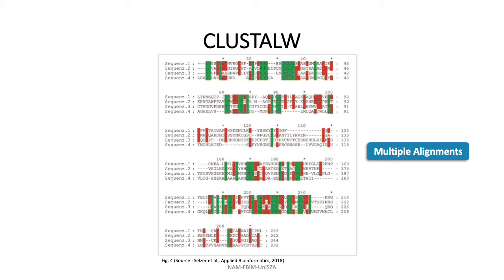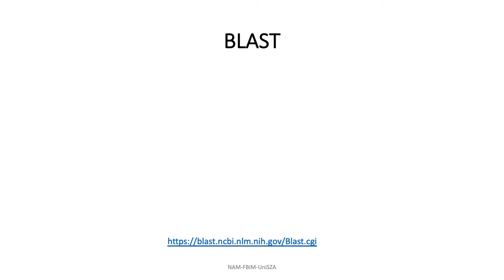This figure shows a multiple sequence alignment of 4 related proteins. Amino acids conserved in all 4 sequences are highlighted in green. Those conserved only in 3 or 4 sequences are shaded in red.